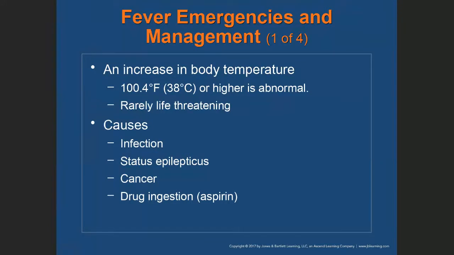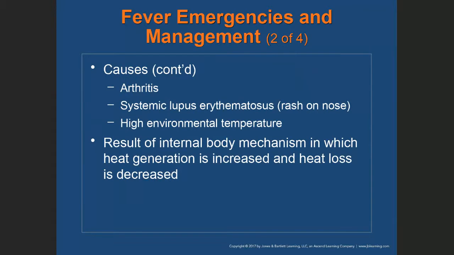Fever emergencies and management. This is an increase in body temperature; 100.4 or 38 degrees Celsius or higher is abnormal. Rarely it is life-threatening. Causes can be infection, status epilepticus, cancer, drug ingestion, aspirin, which can lead to a type of acidosis, arthritis, systemic lupus erythematosus, rash on the nose, high environmental temperature.